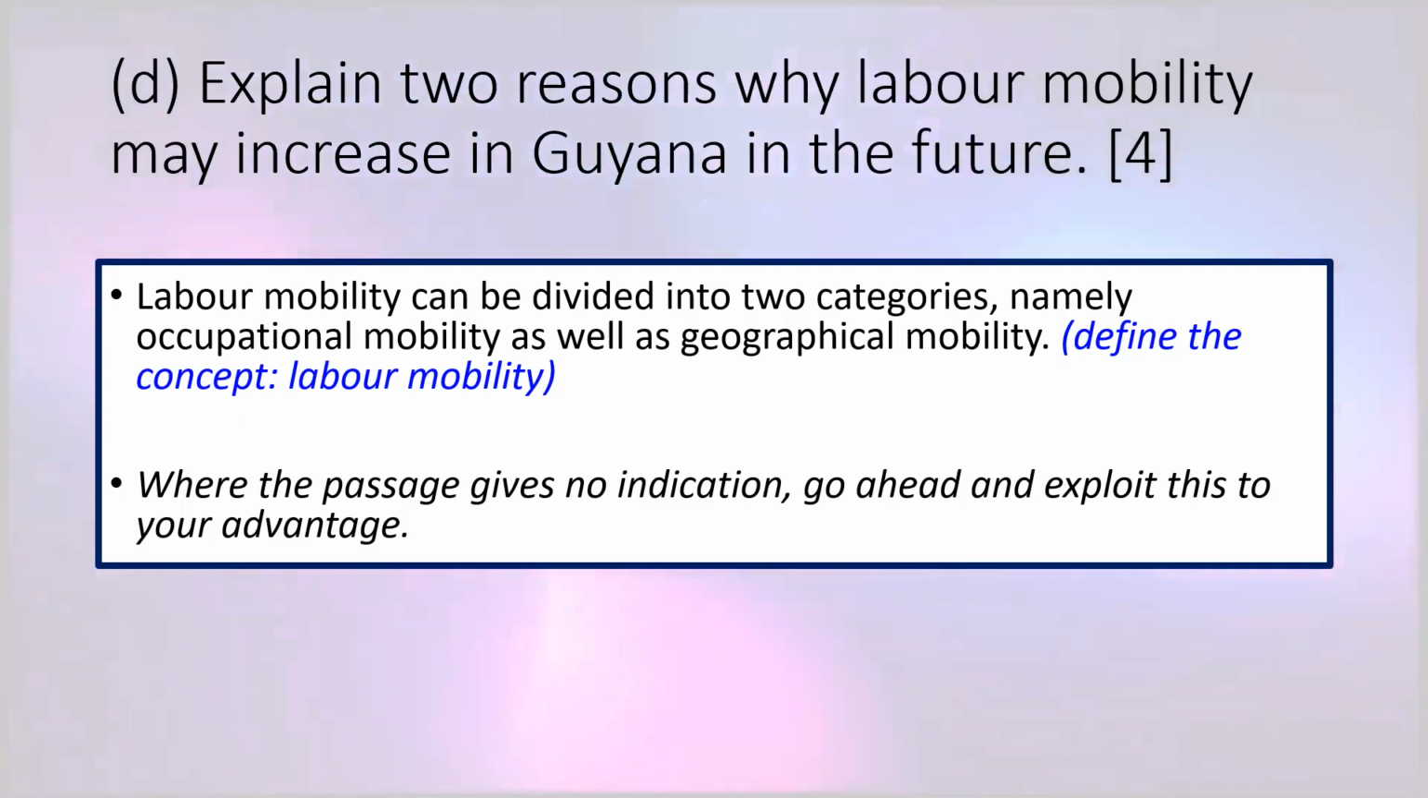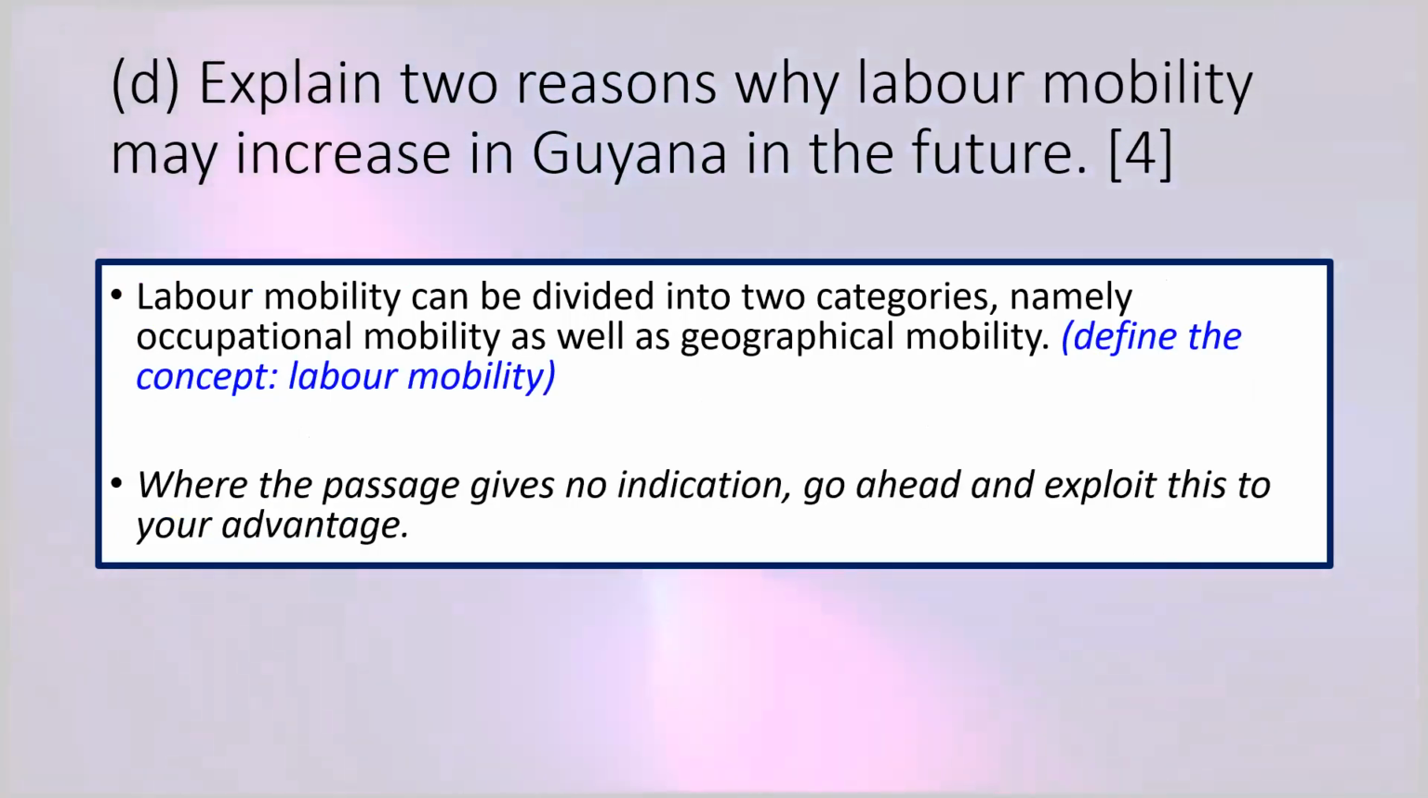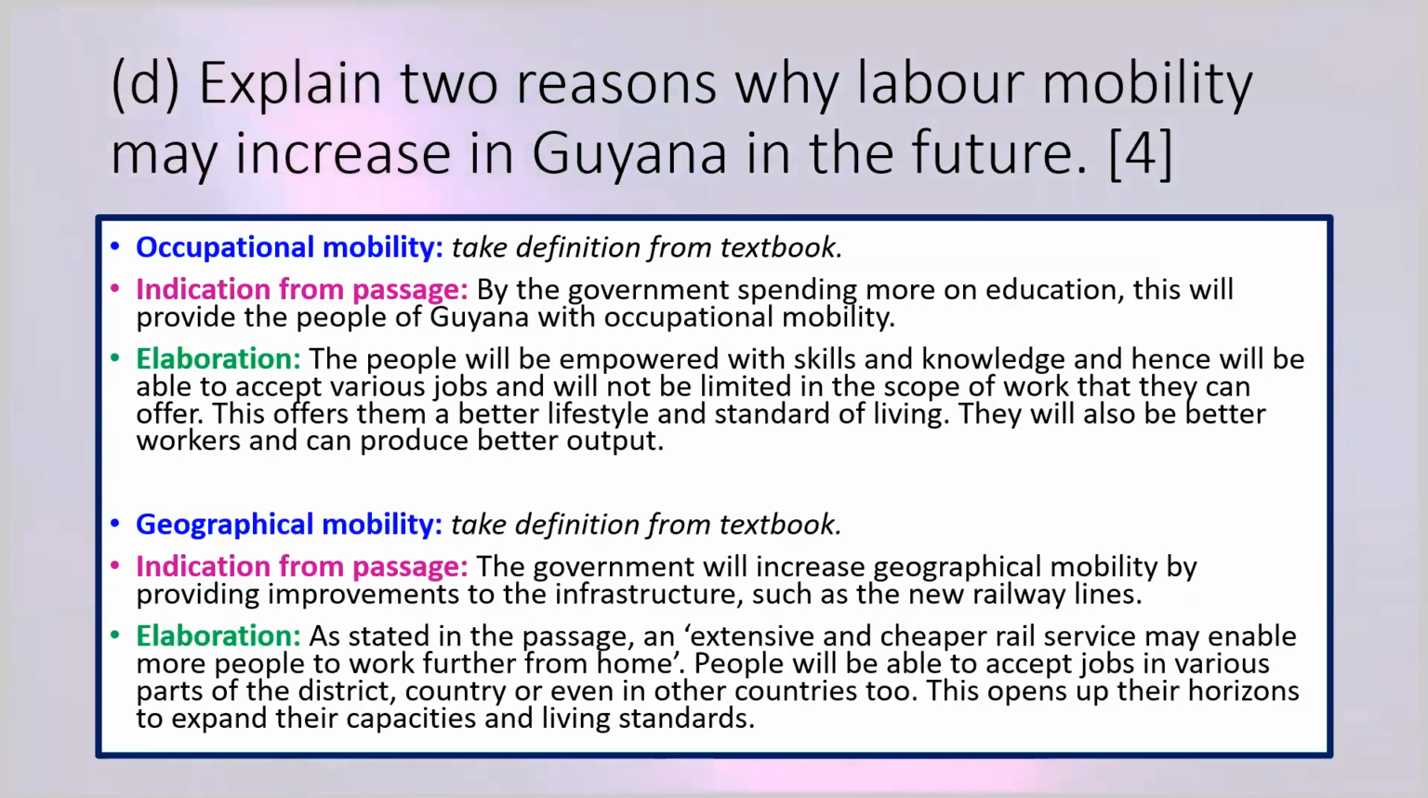So talk, right? Now, this is where you see what I've done. I've tried to do a format of sorts. In this case, you had the opportunity to divide into two categories. Some questions may not have that, it might be just a singular concept, whereby what you do is you define the concept first. What is occupational mobility? What's geographical mobility?